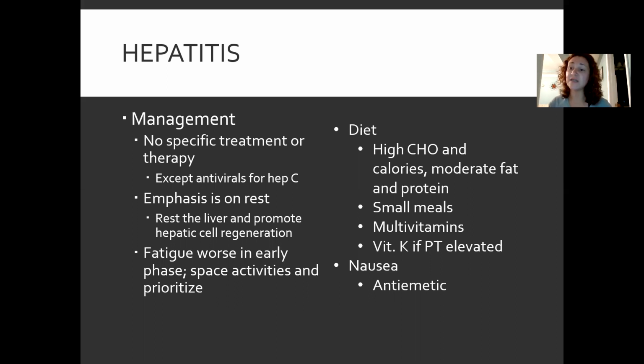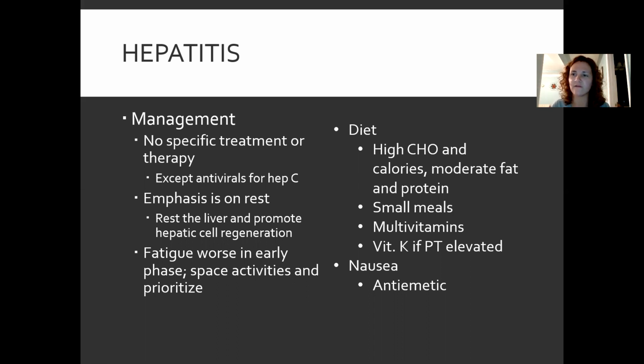Multivitamins, and then if the PT is severely elevated, we can give them vitamin K. Vitamin K is part of the clotting cascade. So if we have elevated bleeding times or clotting times, then giving vitamin K should bring that back down to normal. And then to relieve their nausea, we can give antiemetic medications.